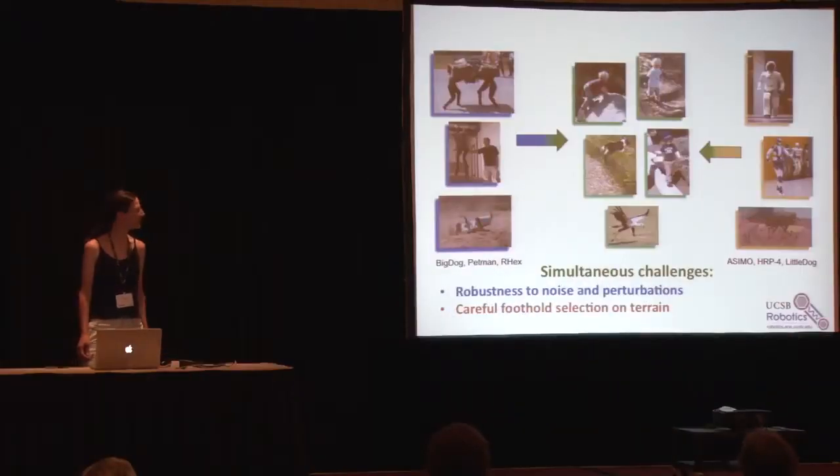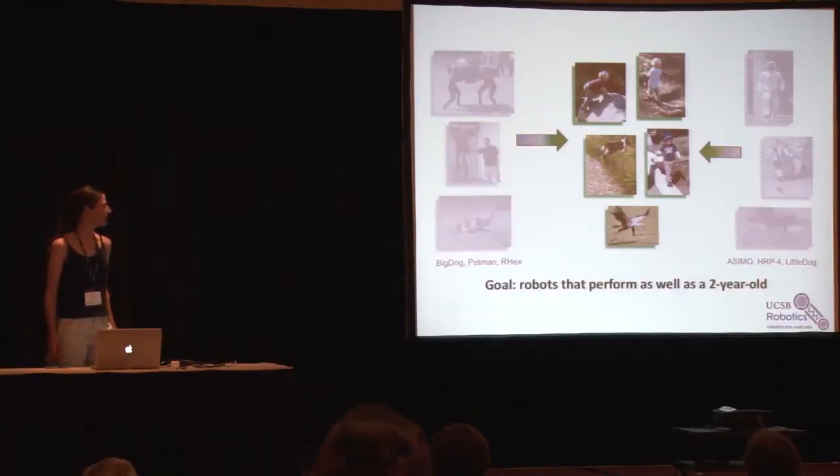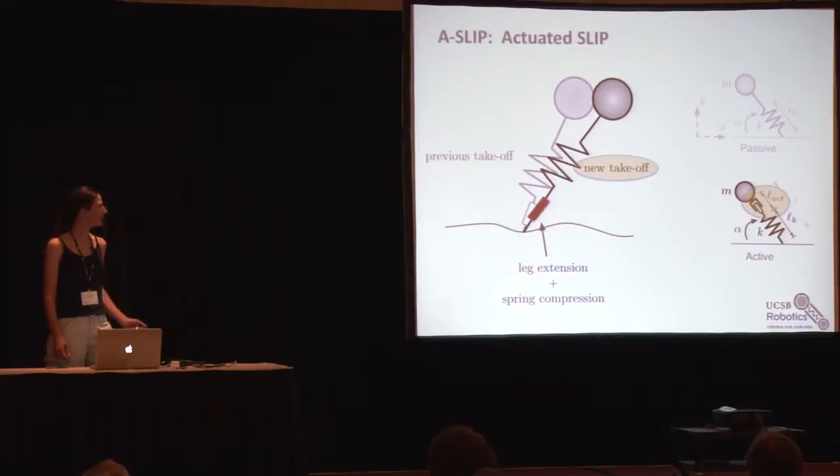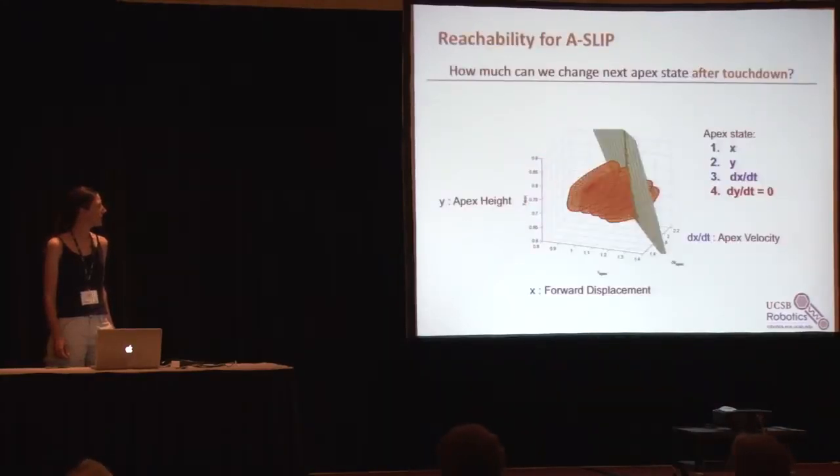If we think about the state of the art for robots, there are robots that are good at robustness, there are robots that are good at foothold selection, and we're really trying to meet in the middle, but not in an ambitious way, just at the performance level of, say, a two-year-old. In the first part of the talk, we're going to talk about an actuated SLIP model, where you have an actuator in series with a spring. The SLIP model, of course, is the spring-loaded inverted pendulum. And we're interested in reachability for this actuated SLIP model.